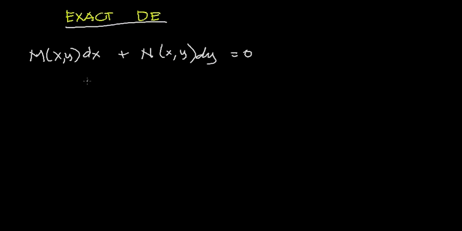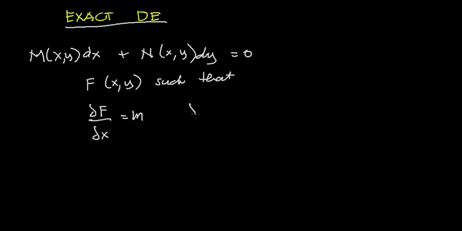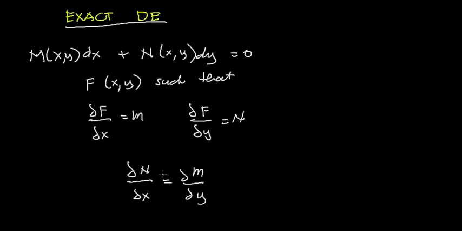Then if we have the function f(x,y) such that the partial derivative of this with respect to x is equal to M, and the partial derivative of this function with respect to y is equal to N, and if the partial derivative of N with respect to x is equal to the partial derivative of M with respect to y, if they are equal, then we have what we call an exact differential equation.